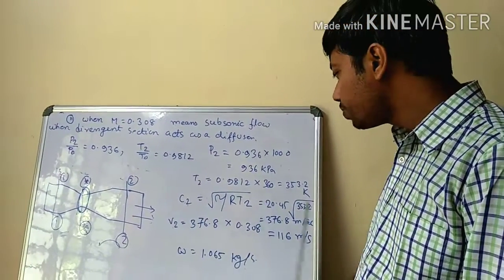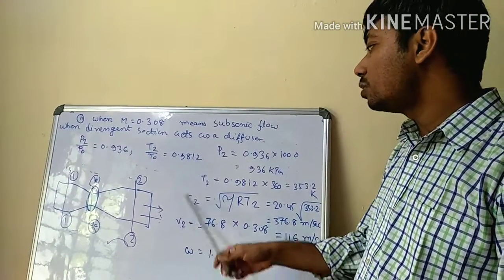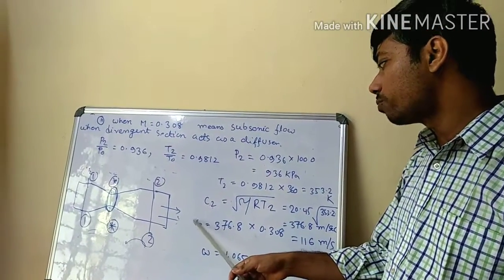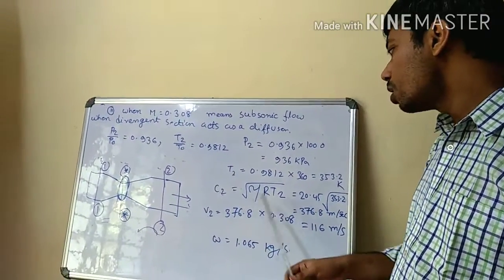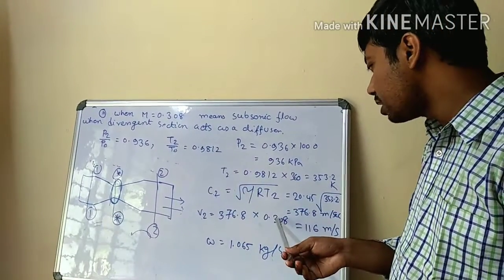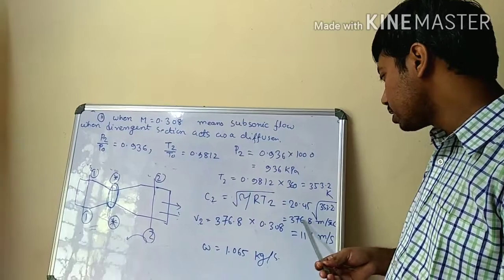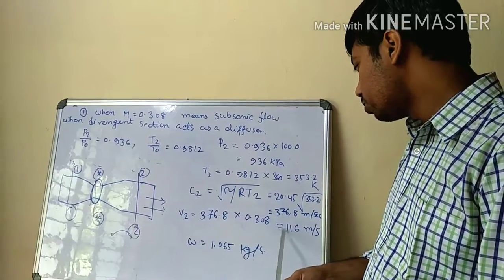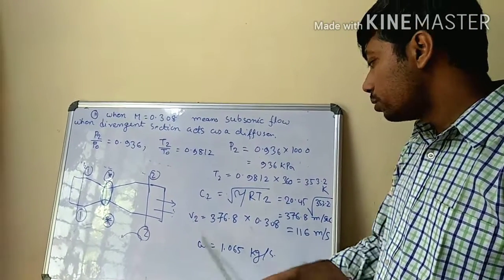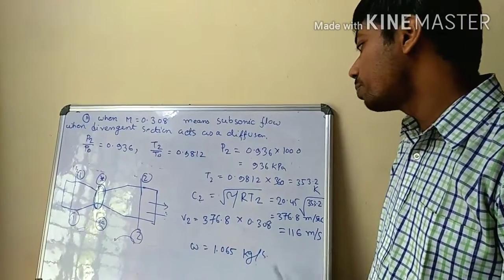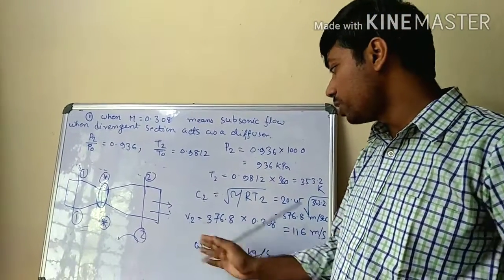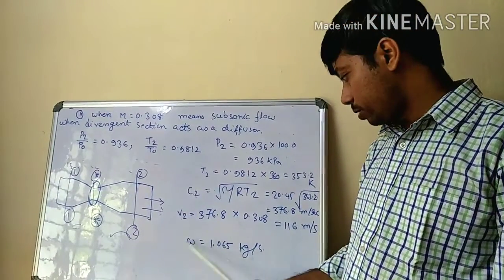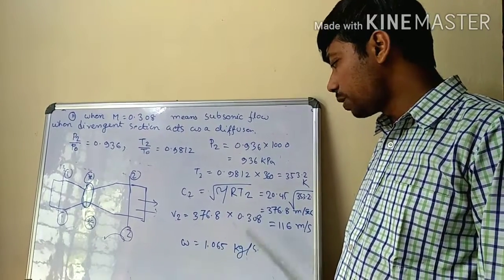Now if you know the value of C2 and you know that Mach number is equal to V by C, you can get the value of V2 from that expression. V2 is equal to M2 into C2. M2 is 0.308 and C2 is basically 376.8, so V2 is equal to 116 meter per second. You know that the mass flow is constant. In the previous part of the numerical, you already calculated the maximum mass flow rate, which is 1.065 kg per second.